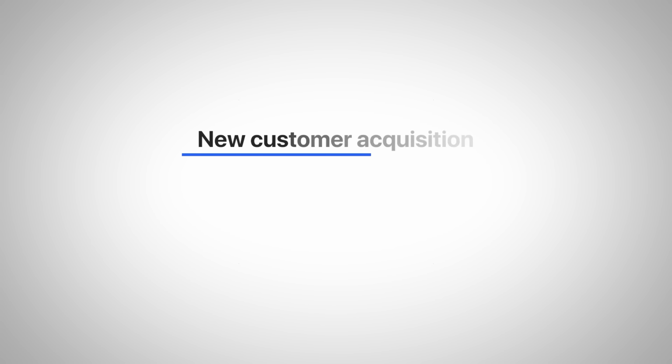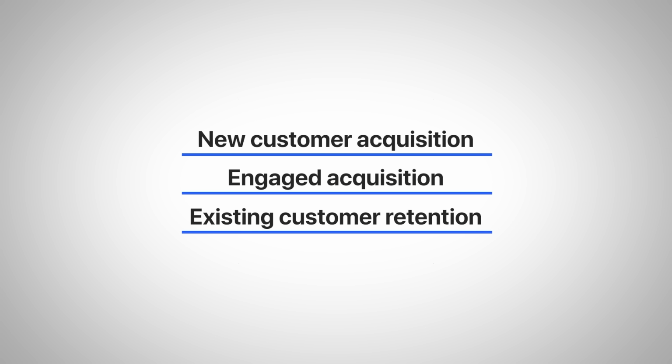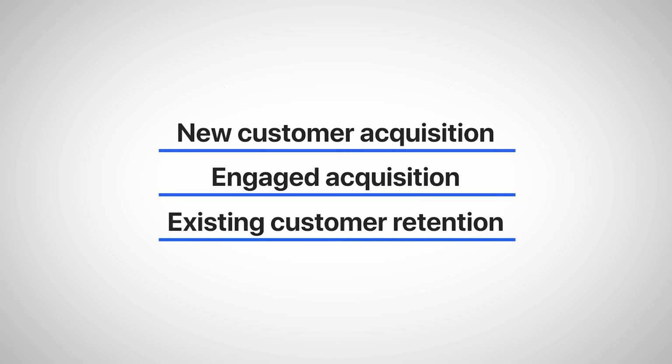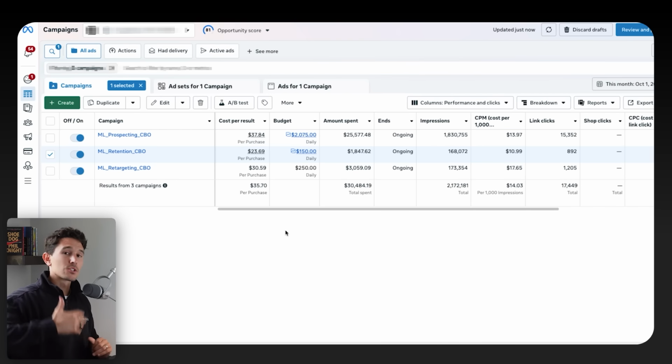What we are saying is that we want to treat new customer acquisition, engaged acquisition, and existing customer retention as 3 different swim lanes. So how do we actually set this up? We're going to work backwards. We're going to start with retention-based campaign setups, retargeting next, and then prospecting finally, which is the biggest, most important thing you need to focus on.